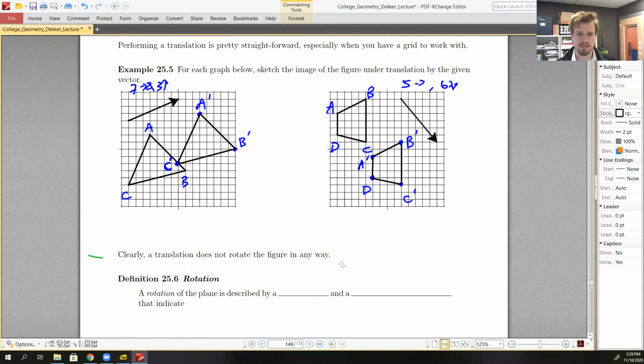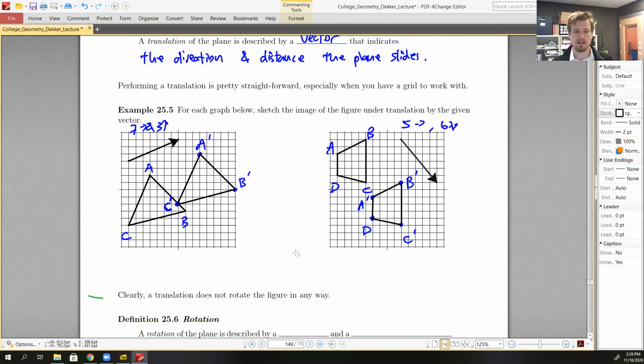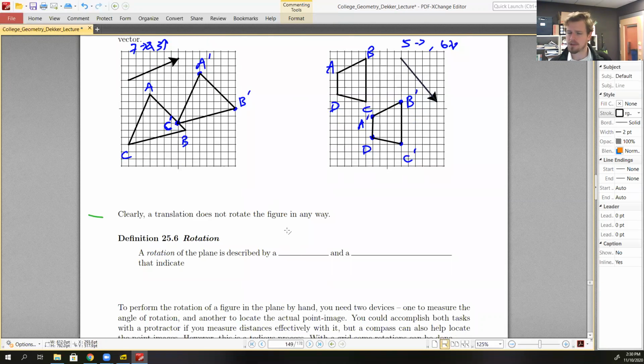And the next thing we want to take a look at is a rotation. I think we'll go ahead and pause for now and do another video that talks about rotations, to keep these nice and short. So I'll see you guys back here in just a moment.